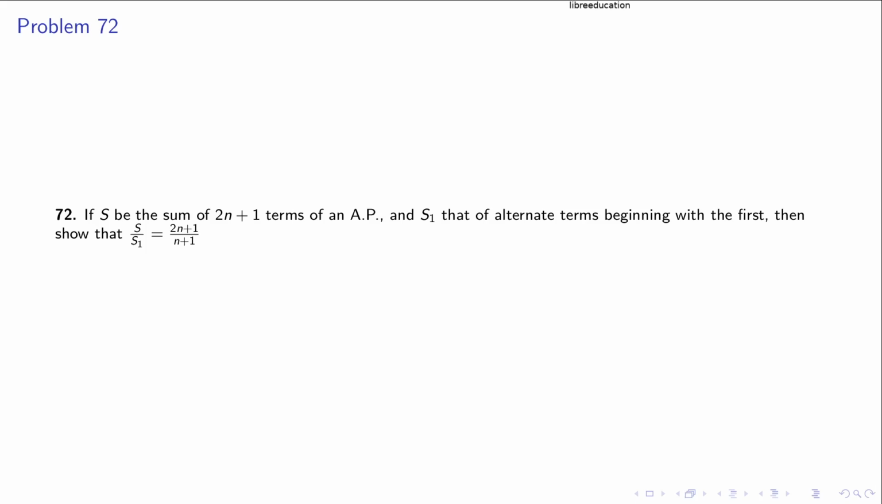Now, problem number 72 says that if S be the sum of 2n plus 1 terms of an AP and S1 that of alternate terms beginning with the first, then show that S by S1 is equal to 2n plus 1 by n plus 1.